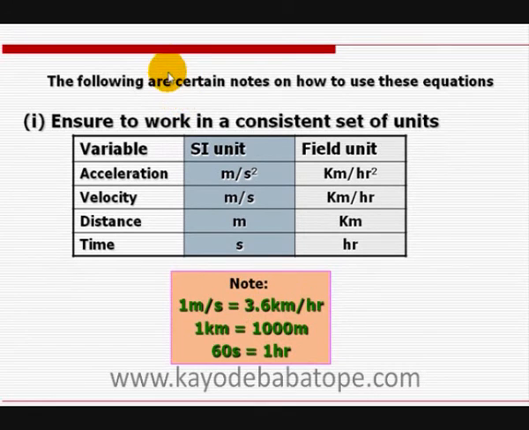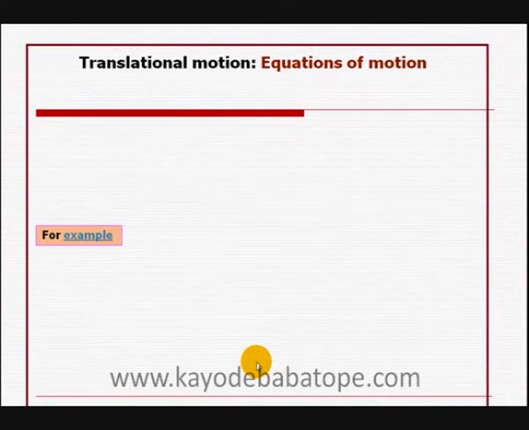Also, I expect anyway that you should be familiar with this, that 1 kilometer is equal to 1,000 meters. So if you are given a distance of 1 kilometer and you intend to work in SI units, it is 1,000 meters that you will put in your equation, and also that 60 seconds equals 1 minute.